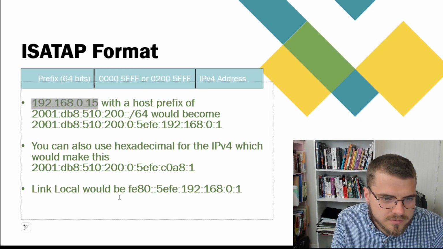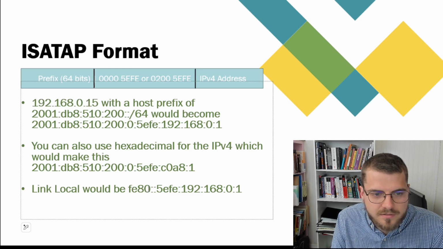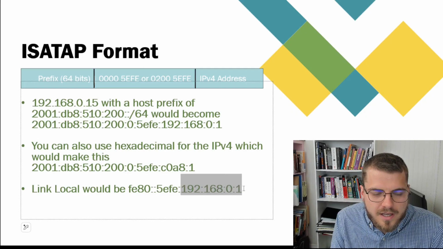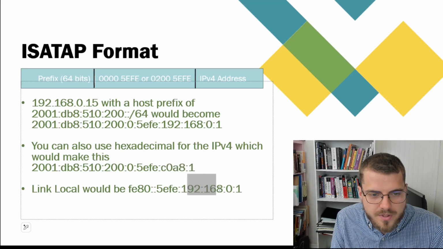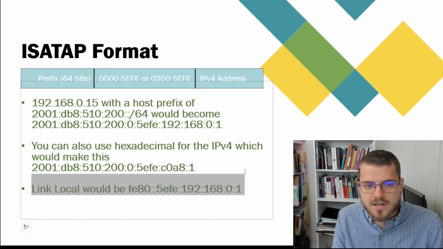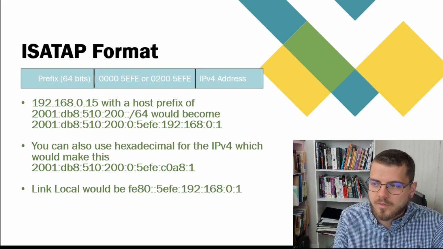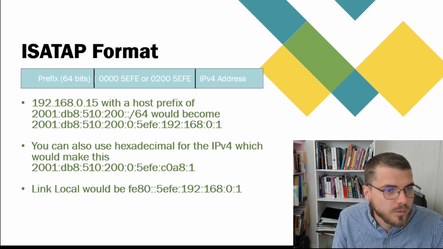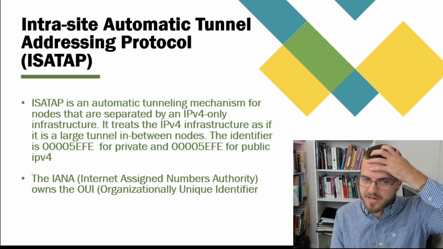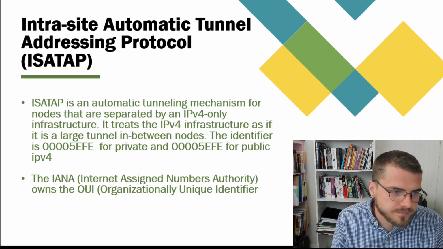And then the link local would be a link local address FE80, then all the zeros in between, and then the 5EFE normal stuff, and then the IP address, if that's making sense. Now you could also make this IP address on the link local one with the link local prefix. You could also make that C0A8000F. So fairly simple format. This is for if they're going over an IPv4 only infrastructure. They're basically going to use that as a tunnel.